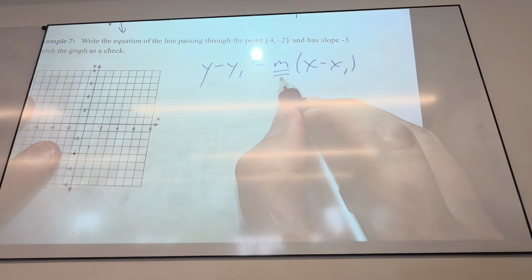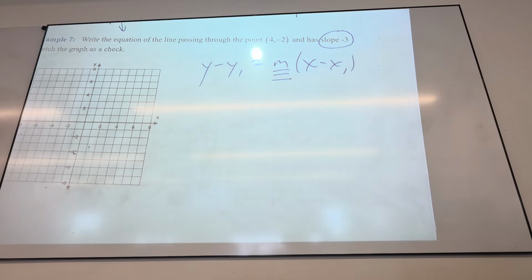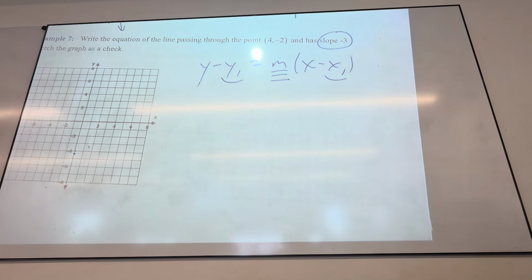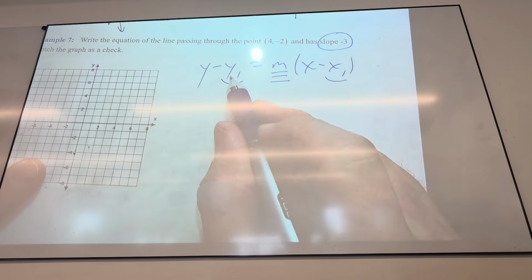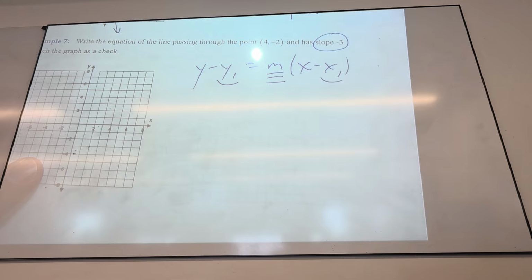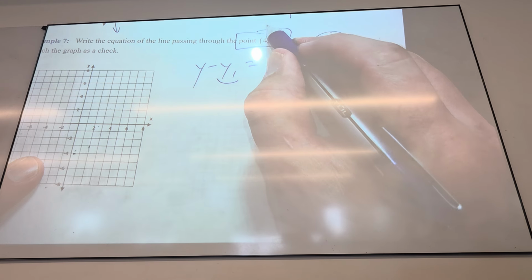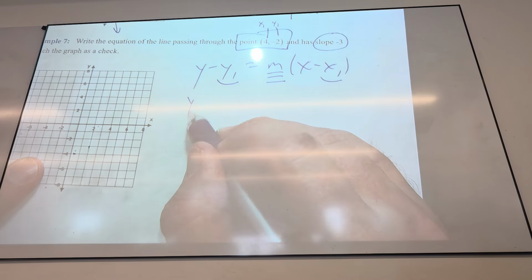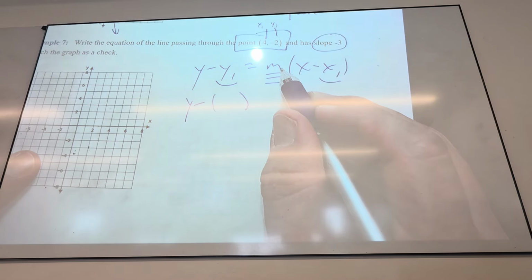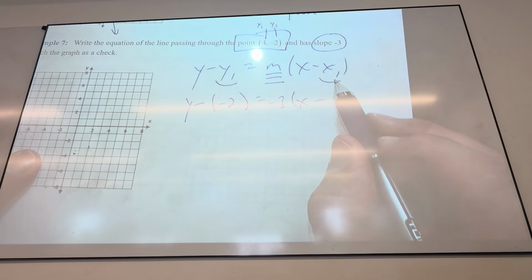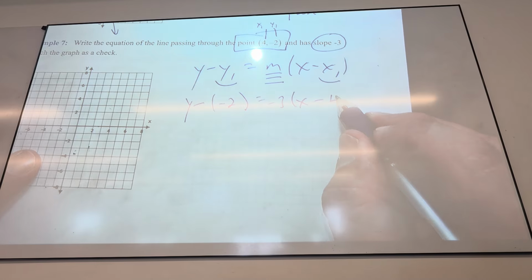Obviously, what goes here? -3. Yeah, I know the slope is -3. Now, what goes here and here? What does (x1, y1) point to? Kind of gave it away. What's the other thing I know? (4, -2). So what's this? x1. That's y1. So it'll be y minus y1. What's y1? -2 equals m, -3, times x minus what's x1? 4. Kick ass.